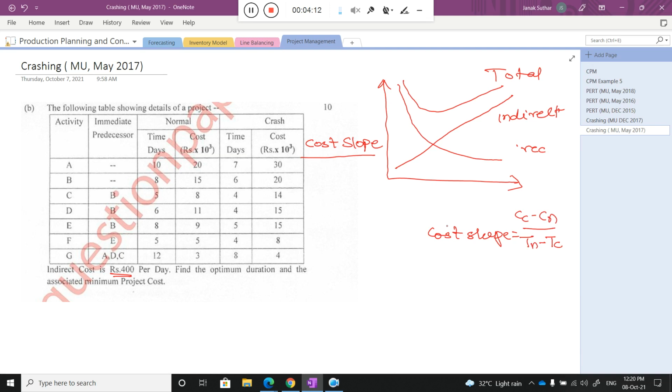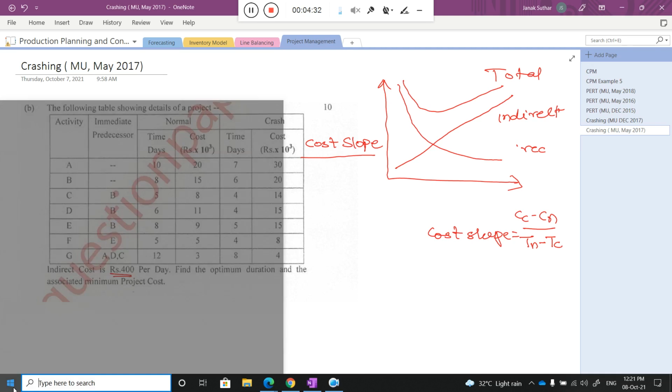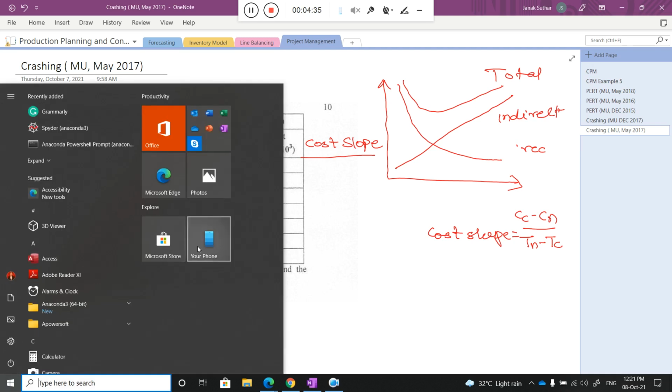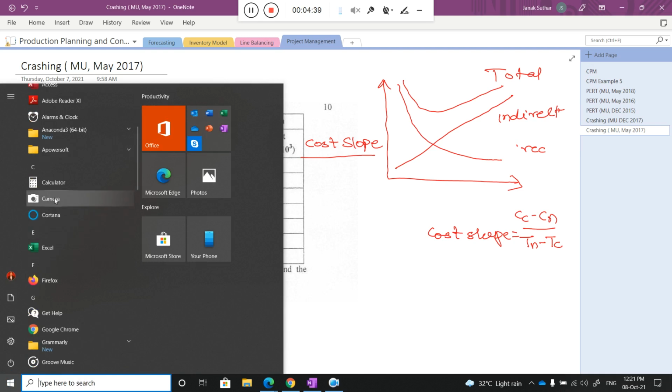Are you getting my point, class? Class, can you calculate the cost slope? I need to do all the things. Okay, I will do it, no issue. In your exam also I will do it, and you will get the answer on your WhatsApp, so no need to do it. Just wait.